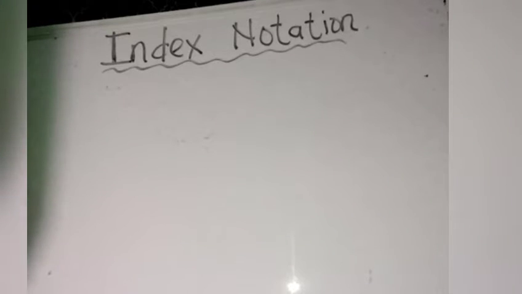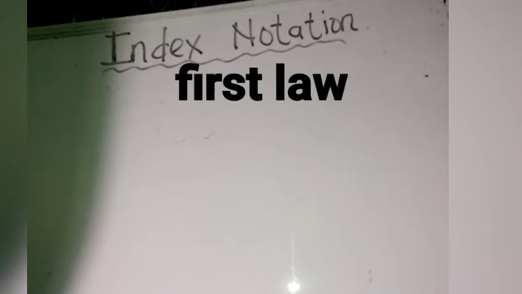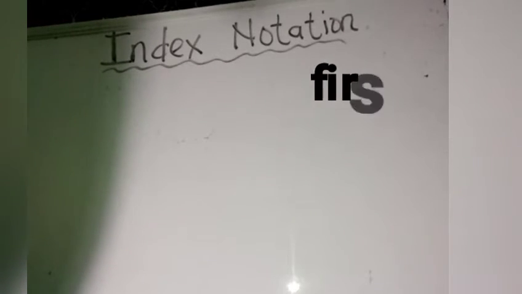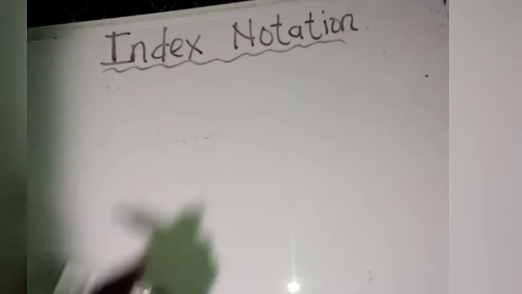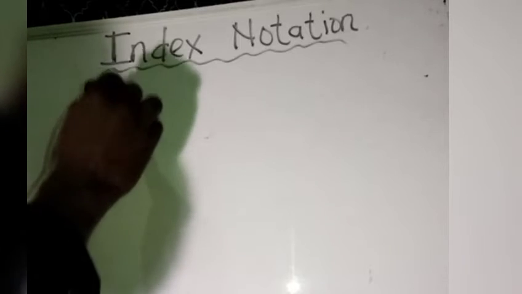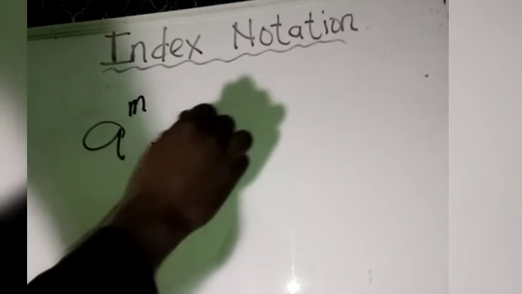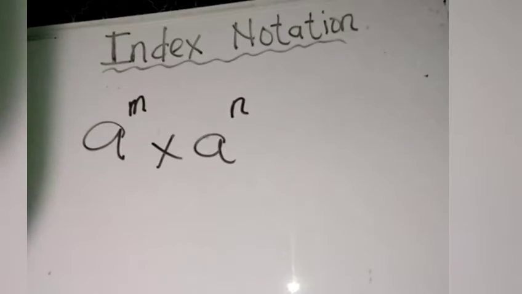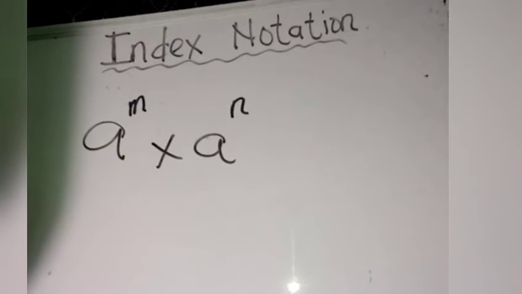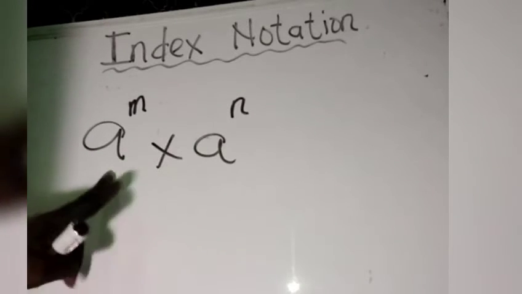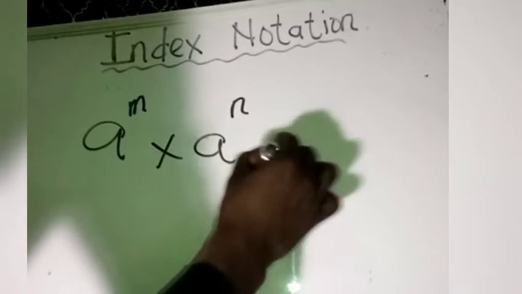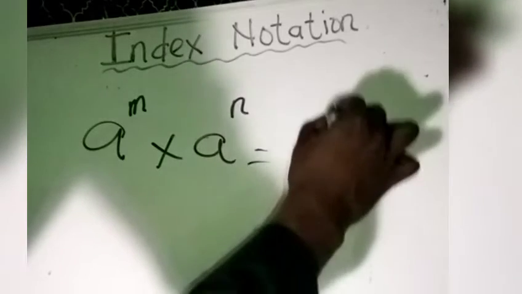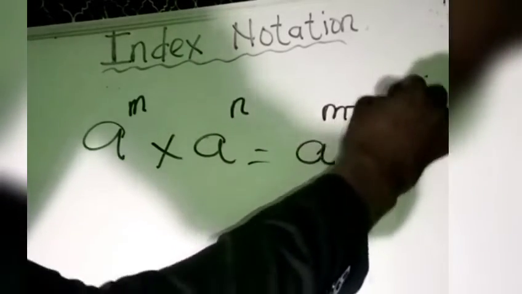Okay, so the first law of indices says that when 2 index numbers are multiplying and the bases are the same, just add the exponents. So when we have, let's say, a exponent m times a exponent n, these are 2 index numbers multiplying, but the bases are the same. So the first law says just add the powers. So the answer is going to be a exponent m plus n.